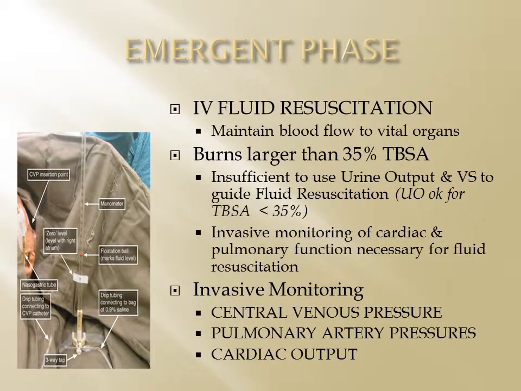So IV fluid resuscitation during the emergent phase is to help maintain blood flow to the vital organs. For burns that are larger than 35% total body surface area, you cannot use the urine output or vital signs to guide the fluid resuscitation. It's insufficient. You may use urine output if the total body surface area is less than 35%. Invasive monitoring of the cardiac and pulmonary function is necessary for fluid resuscitation. This invasive monitoring consists of central venous pressure, pulmonary artery pressures, and cardiac output.